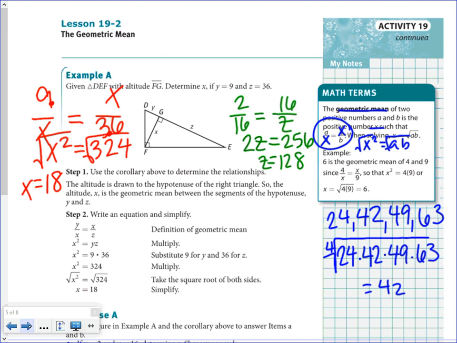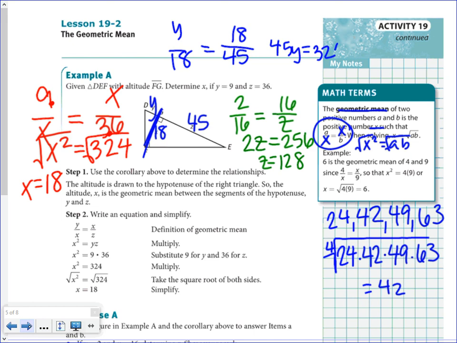For part B, they tell us x is 18 and they tell us z is 45. And so now we're looking for y. So again, the altitude is the geometric mean. So I can say 18 for my geometric mean, and then it's the geometric mean of two numbers, y and 45. And so if I cross multiply, I have 45y equals 324. And so then divide by 45 and you get 7.2. So that gives you a couple of examples of how you could work through using the geometric mean here.